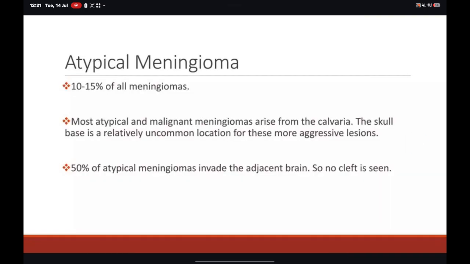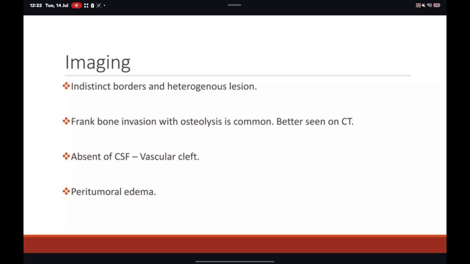Atypical meningioma makes up 10 to 15% of all meningiomas. Most atypical and malignant meningiomas arise from the calvaria. The skull base is a relatively uncommon location for these more aggressive lesions. 50% of atypical meningiomas invade the adjacent brain, so no cleft is seen. Imaging shows indistinct borders and heterogeneous lesions.